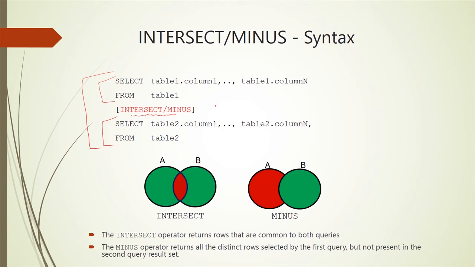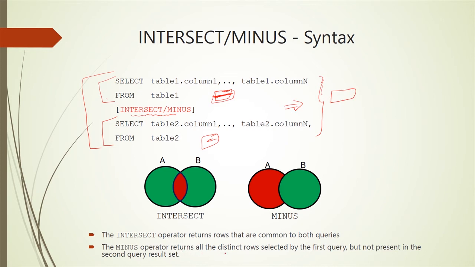The intersect operator returns the rows that are common to both queries and also removes the duplicates. Any common rows here and here will be returned by the compound query after removing the duplicates.